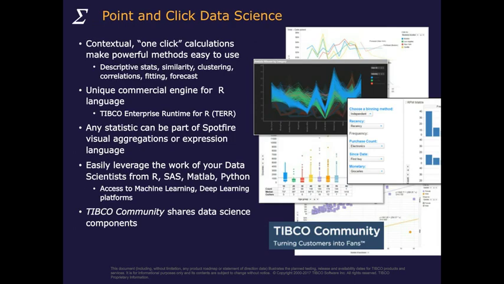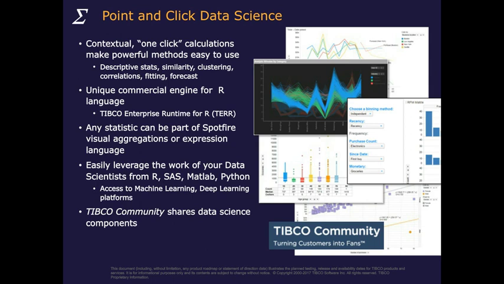Next, the third major area that really makes smart applications possible in Spotfire is the point-and-click data science capabilities. And these are a range of capabilities aimed at a range of different types of users. There's lots of one-click calculations that make powerful methods easy to use, things like descriptive stats, line similarity, clustering, correlation, fitting, forecasting, predictive modeling, lots of capabilities that can be done directly from Spotfire without any scripting or coding.